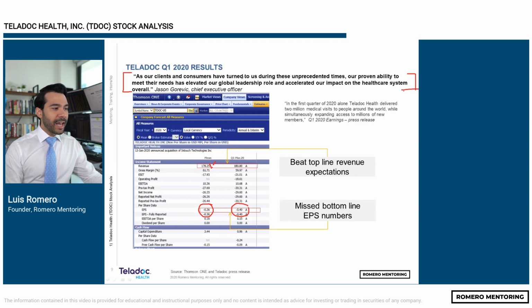As our clients and customers have turned to us during these unprecedented times, our proven ability to meet their needs has elevated our global leadership role and accelerated our impact on the healthcare system. So the pandemic is essentially the catalyst that has really helped their business improve and turn a lot of the free members into paid members. And the number of visits, the number of new patients that were utilizing their service also increased because of the pandemic. So it has definitely improved their business.